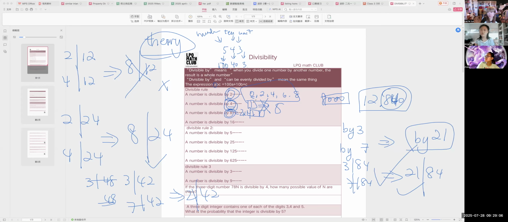Correct? So why? I wish I could come up with a conclusion that if a number is divisible by one number and the other, I can conclude it is divisible by the product of these two numbers. But sometimes it's right, sometimes it's wrong, right? So now I want you to study 2 and 4, and 3 and 7. What are the differences between these two sets of numbers?